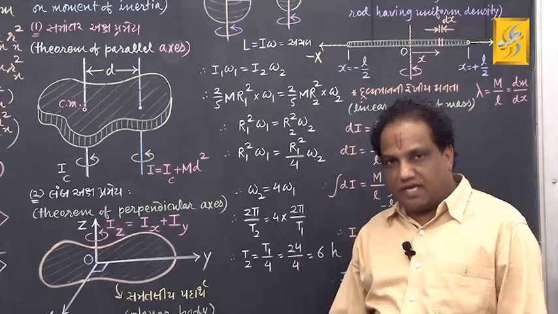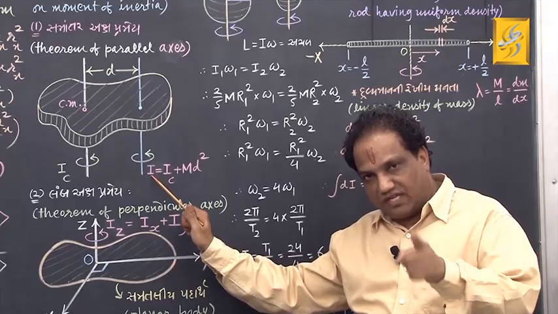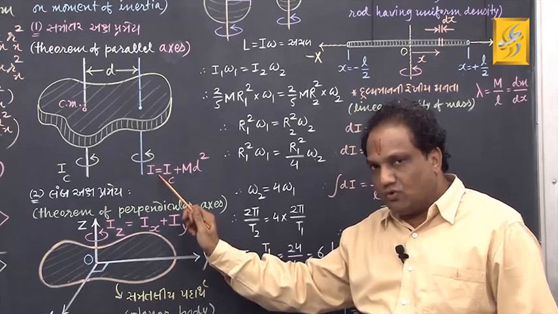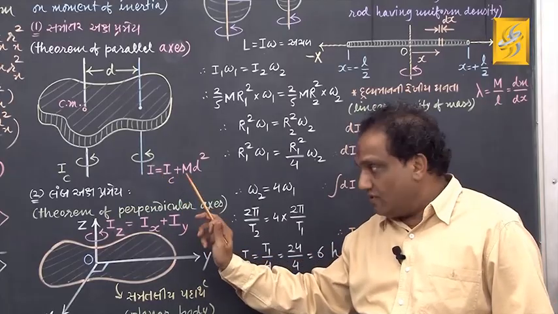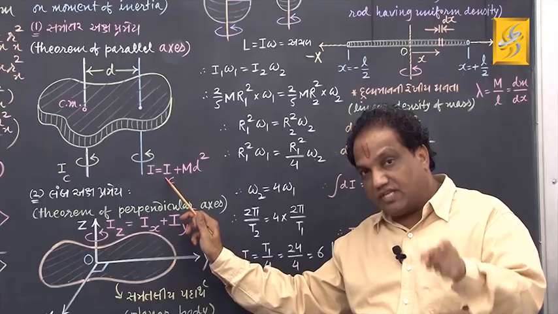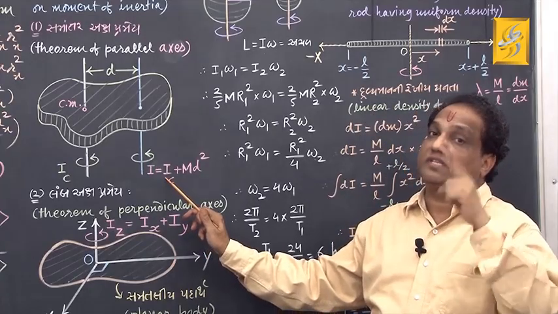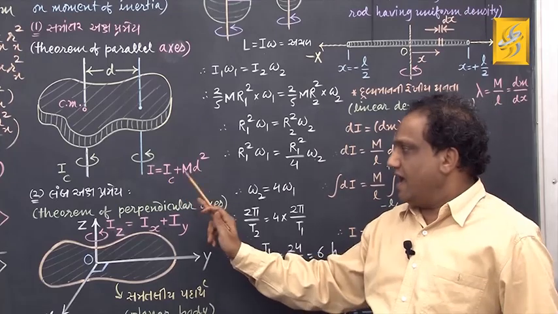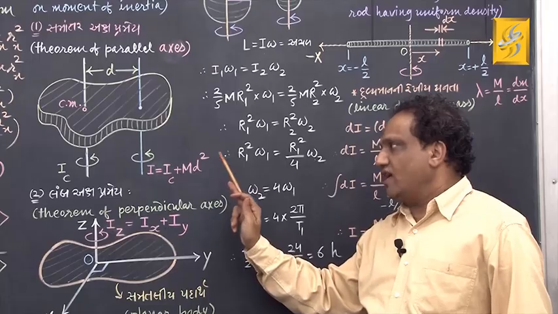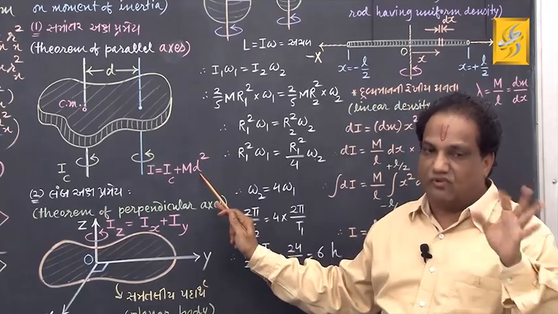I repeat for the last time: moment of inertia of any given rigid body about any axis of rotation is equal to the summation of the moment of inertia of that rigid body about an axis passing through its center of mass and parallel to the previously mentioned axis, and the product of the total mass of that body and the square of the perpendicular distance between those two parallel axes.